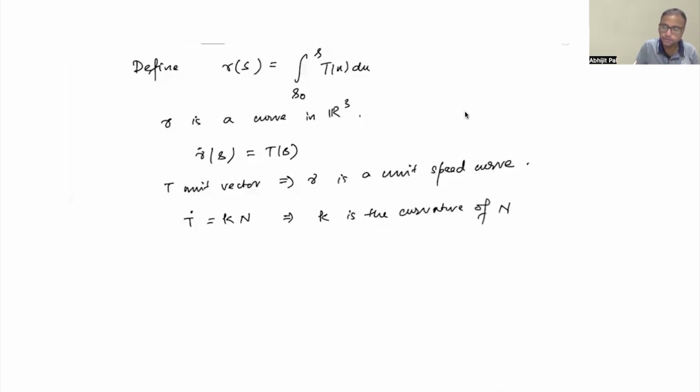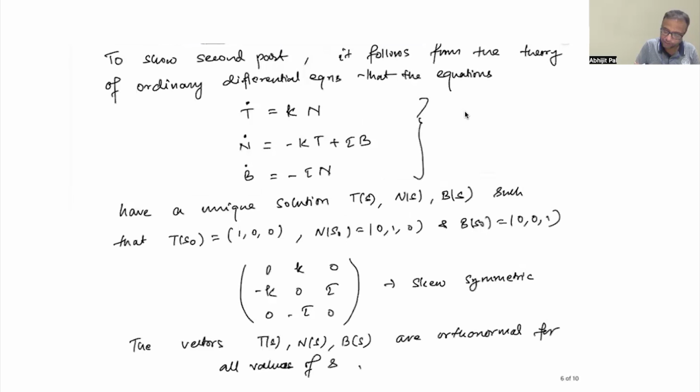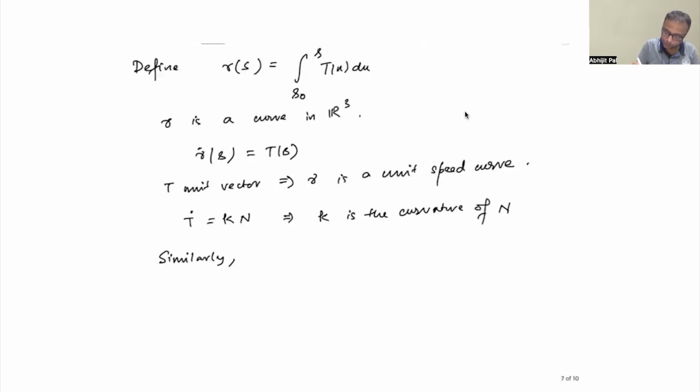Okay, and similarly, using these differential equations, you can show that tau is the torsion of the curve gamma. Okay, so therefore we have this result. Okay, so we'll stop here.